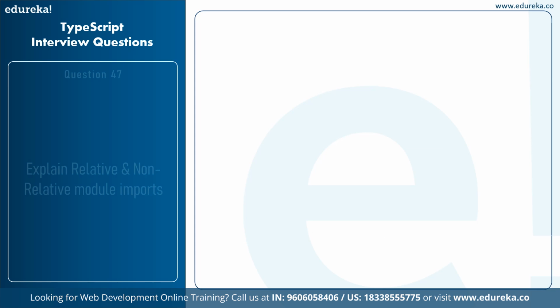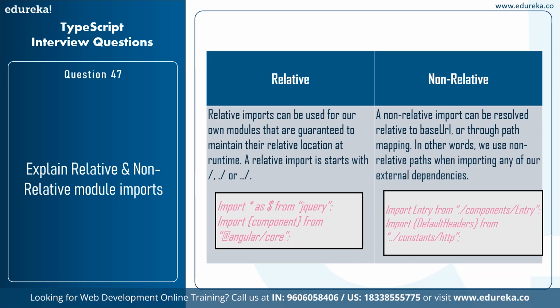Moving on to the next question, explain relative and non-relative module imports. Now, relative imports can be used for your own modules that are guaranteed to maintain their relative location at runtime. A relative import starts with a slash, a dot slash, or a dot dot slash. But a non-relative import can be resolved relative to the base URL or through path mapping. In other words, we can use non-relative paths when importing any of our external dependencies.